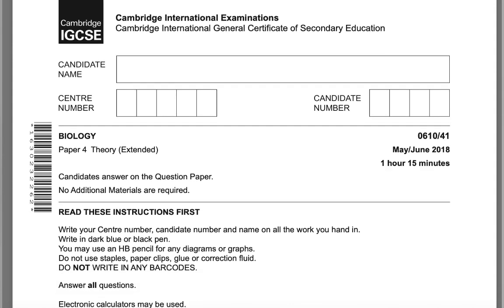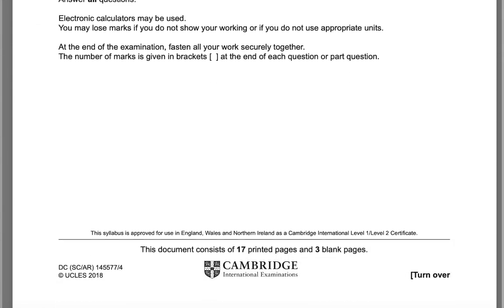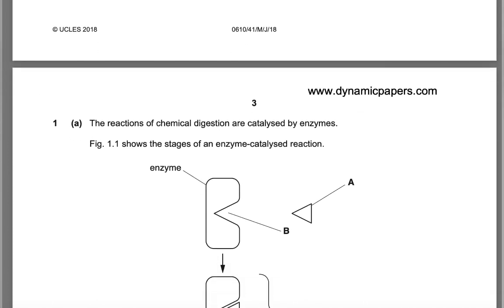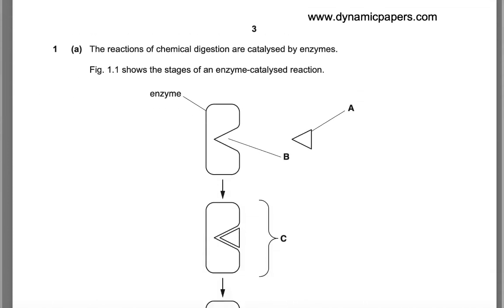Okay, without much ado, let's quickly move to the questions. Question 1, Roman figure 1a, says the reactions of chemical digestion are catalyzed by enzymes. Figure 1.1 shows the stages of an enzyme catalyzed reaction.